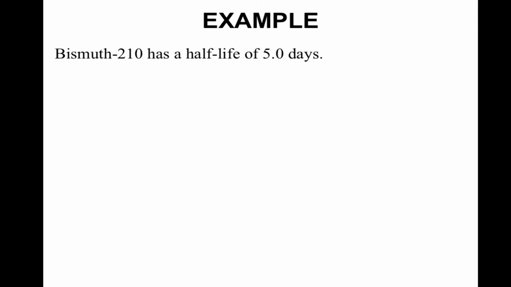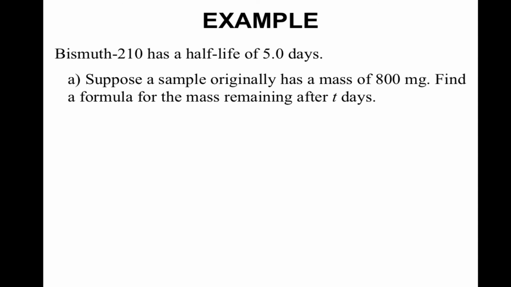So now let's look at an example. Bismuth 210 has a half-life of 5 days. For part A, we want to suppose that a sample originally has a mass of 800 milligrams, and find a formula for the mass remaining after t days. To do that, I'm going to set up my exponential decay model, and in this case I'm going to use m instead of P because I'm looking for mass remaining rather than population. So now I have my initial mass, which is 800 times e to the kt.